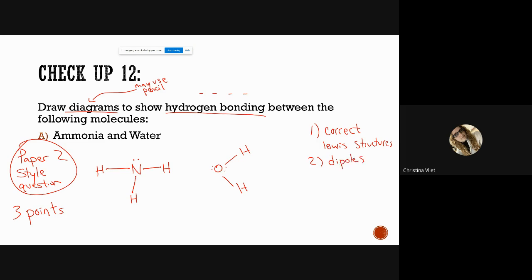So if you include the dipoles correctly, meaning that your most electronegative element gets the negative charge and your least electronegative element gets the positive charge, then you're on the right track. So this is partial negative and this is partial positive. And over here, this is partial and this is partial. So dipoles.